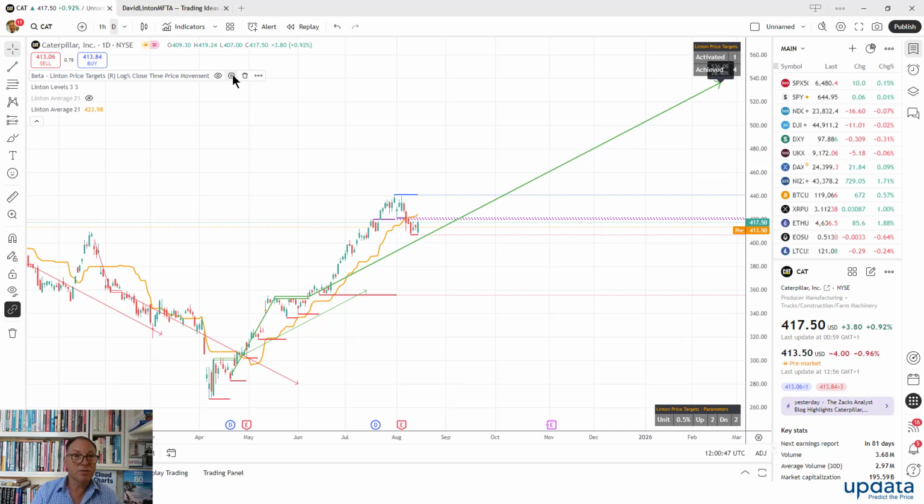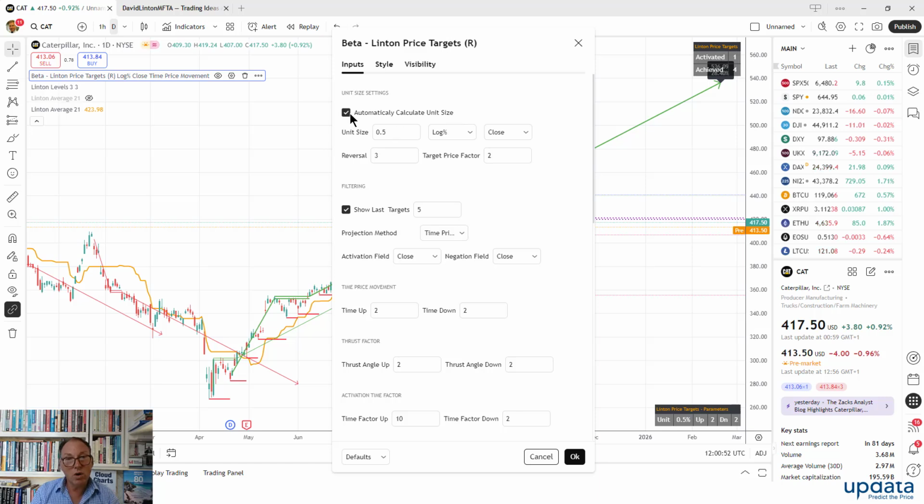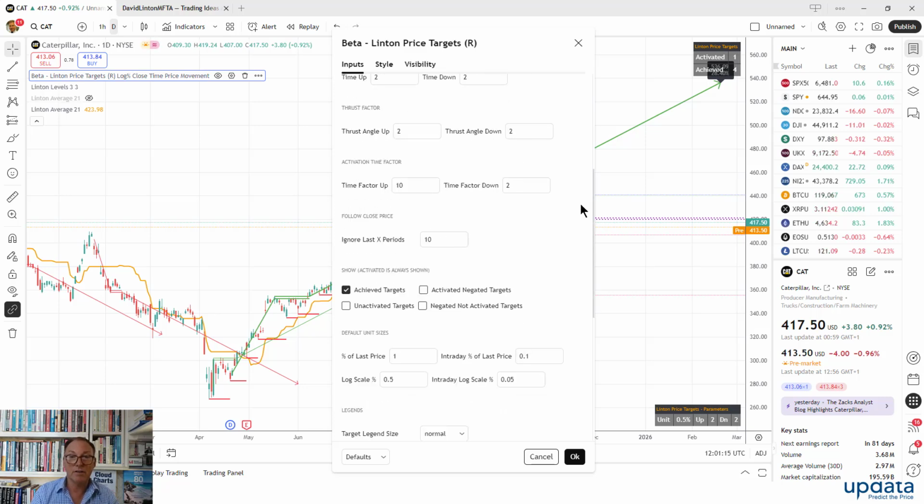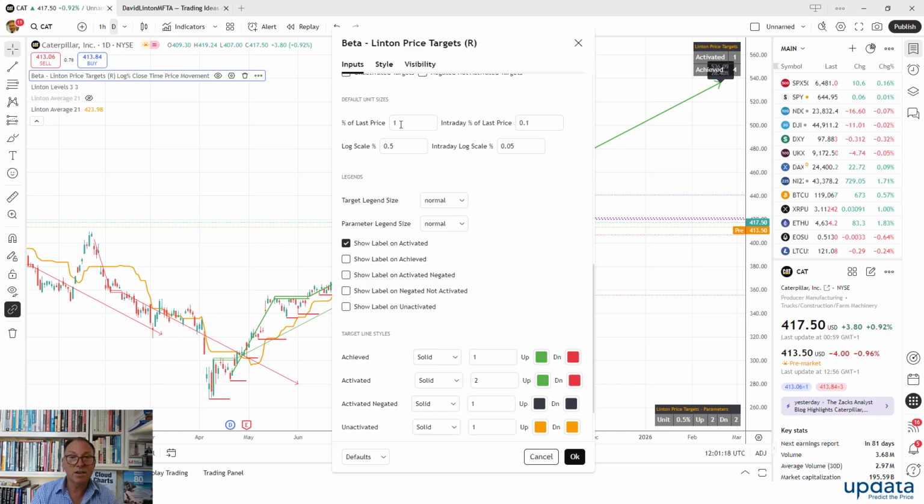Now, in terms of your settings in the targets, we're automatically calculating the unit size, and the default is 0.5%. We're using log scale. We'll talk about the difference between arithmetic and log in one of the future lessons in the coming days. And we're using the close price and reversal. Those are the settings that we use. So what's interesting here is on daily charts, we're using 0.5%. And if we go down the settings, on intraday, there's also default sizes. So this is all effectively handled for you.